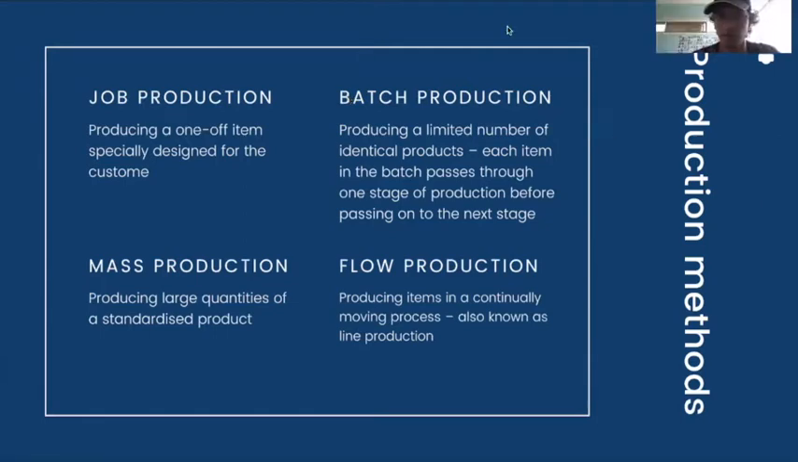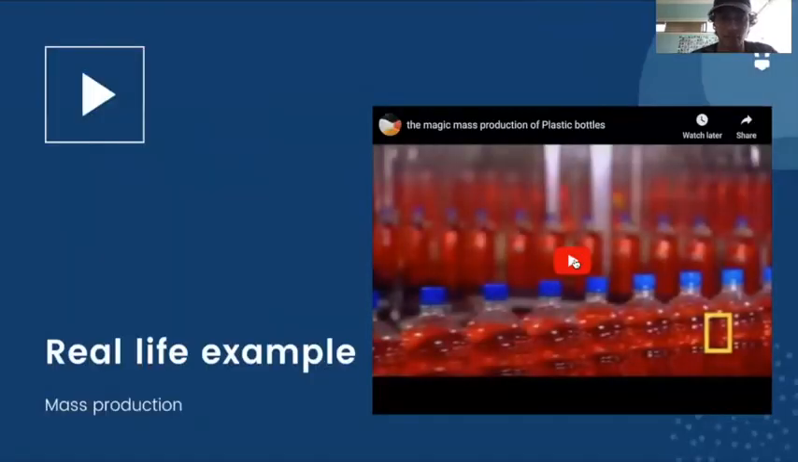Before we move on to the real life example, I think Sayam said it correctly. Like to produce as much as possible, which is essentially mass production, where you produce the same thing in huge quantities. So the next example is about the same thing, which is mass production. Let's watch a video about how plastic bottles are produced.